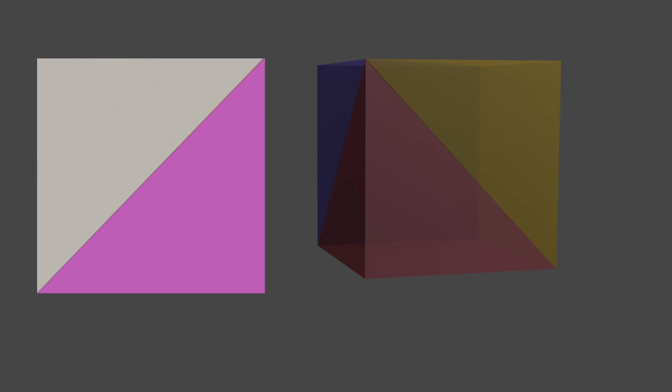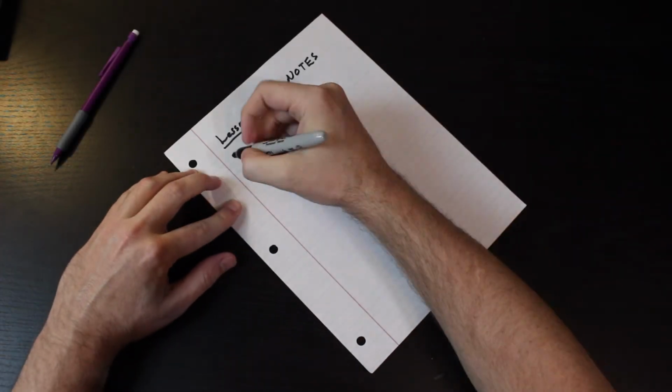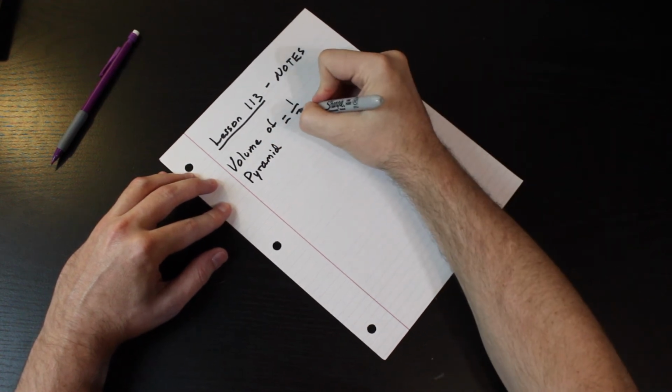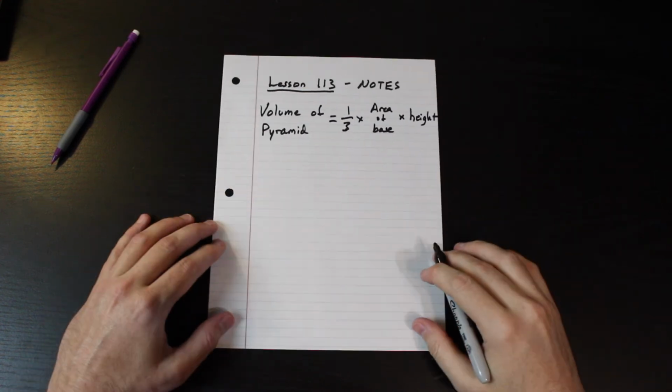So, if the formula for the 2-dimensional triangle is 1/2 base times height, what do you think the formula for our pyramid will be? It will be 1/3 base times height. Let's go ahead and write that down in our notes. The formula for the volume of a pyramid is 1/3 times the area of the base times the height.